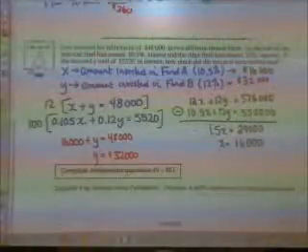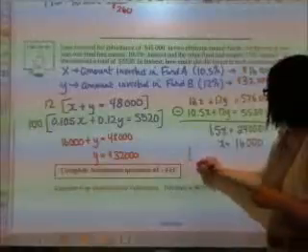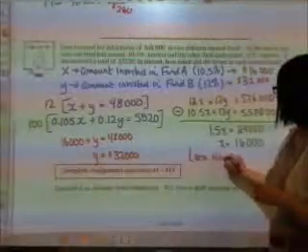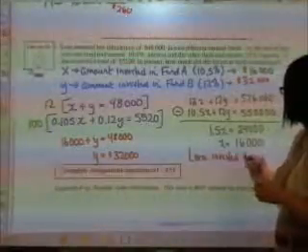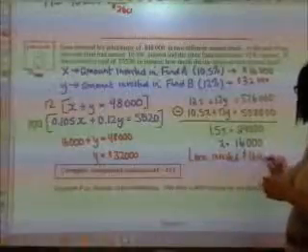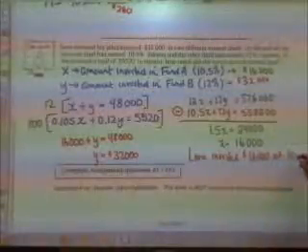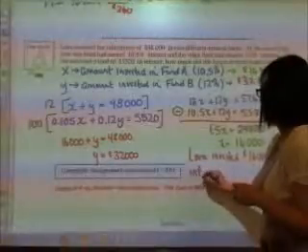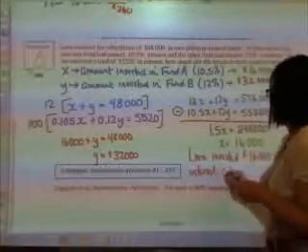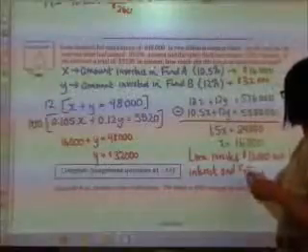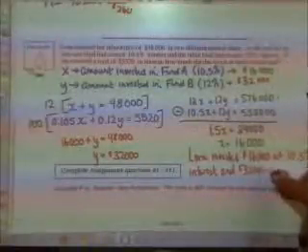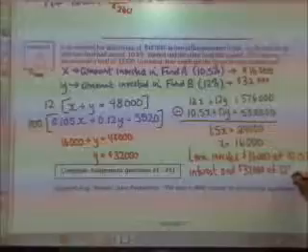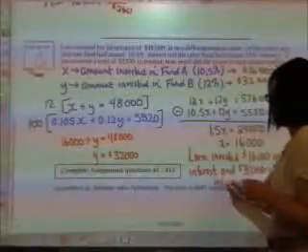So then my sentence is Laura invested $16,000 at 10.5% interest and $32,000 at 12% interest.